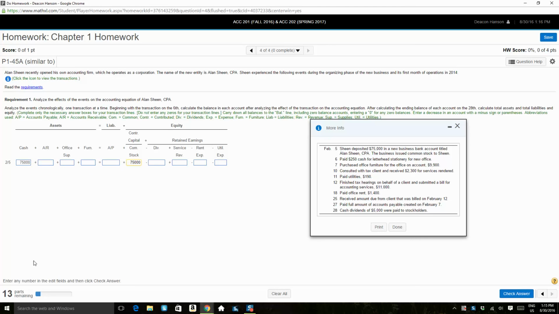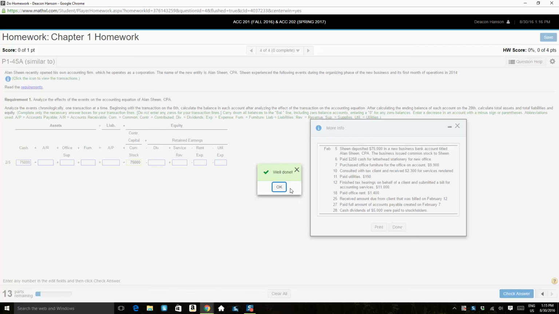Okay, so we're still in balance. If you took 75 on the asset side and 75 on the liability and equity side, your equation would still be in balance. So we click check answer and we get a well done. Okay, now we're moving along.